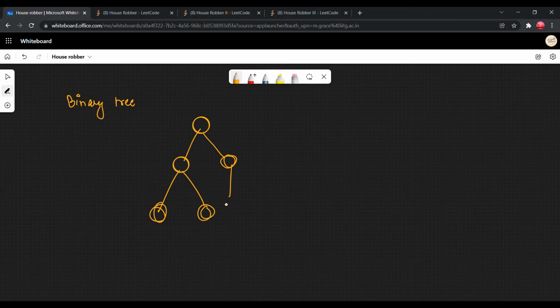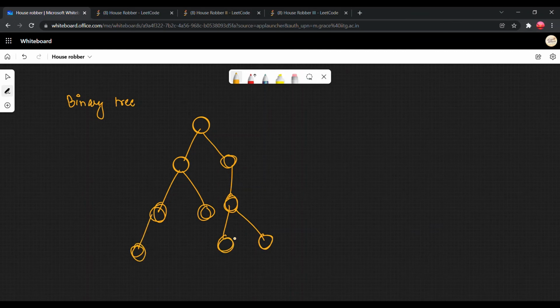the binary tree one. So these houses are arranged in a binary tree. So he can't attack a parent and a child together. He can attack both the children together. But if he's attacking the parent, then he can't attack the child. Or it's called directly linked or whatever. And it is possible that it doesn't have both children, of course.